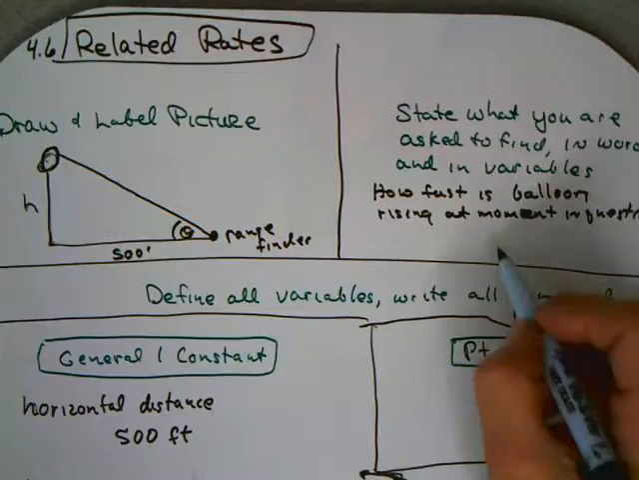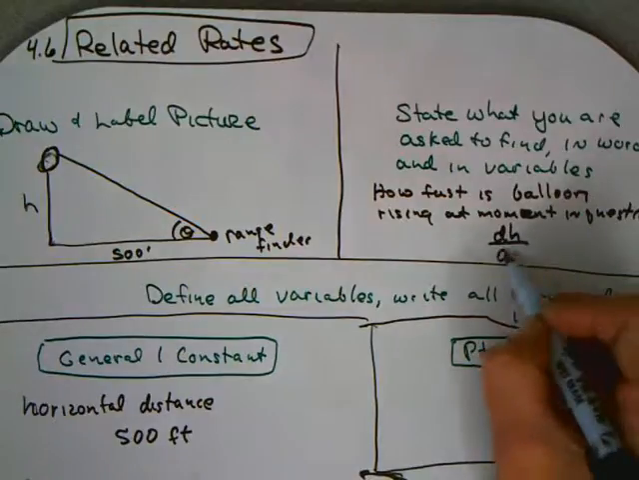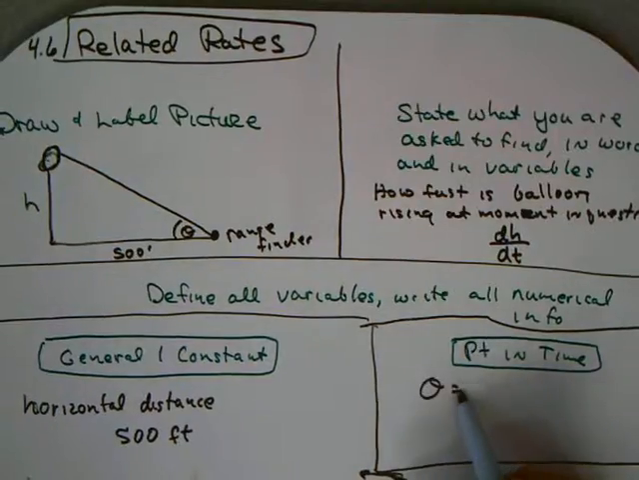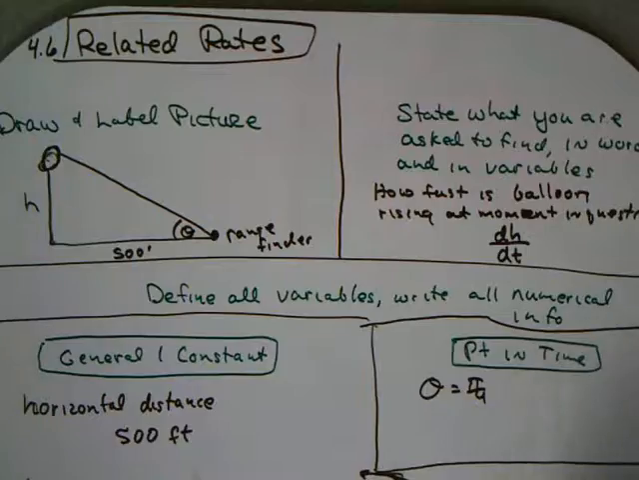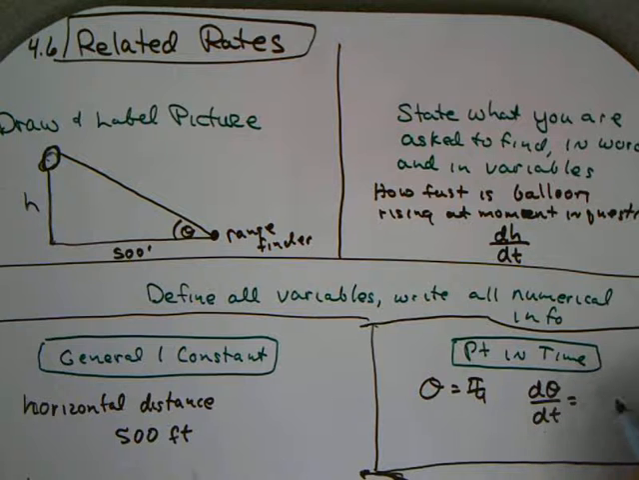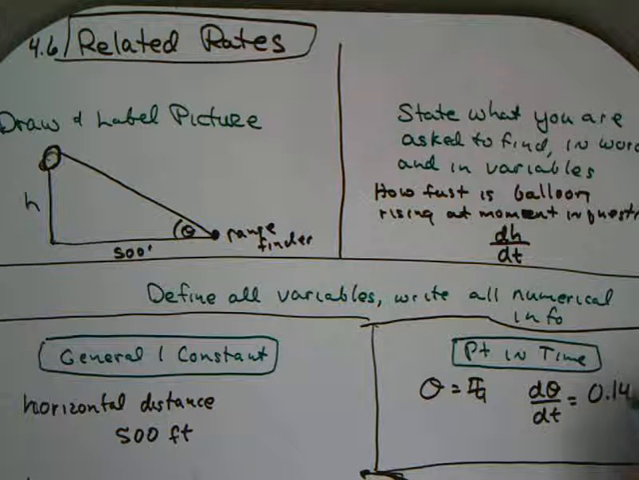Now, they also told us at the point in time we're interested in, the elevation angle theta equals pi over 4. And they also said the angle was increasing at the rate of 0.14 radians. So that would be the change in theta over time equals 0.14 radians per minute. I'm going to make sure I've got that down, and I wrote my units, because that's going to be important later.